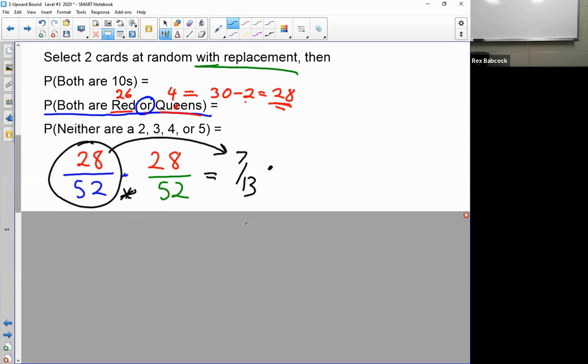The second one's the same way. It's going to be 7/13. So the answer here in fraction form, 7 times 7 is 49, 13 times 13 is 169. Now remember the last problem we had, the answer wasn't even 1%.